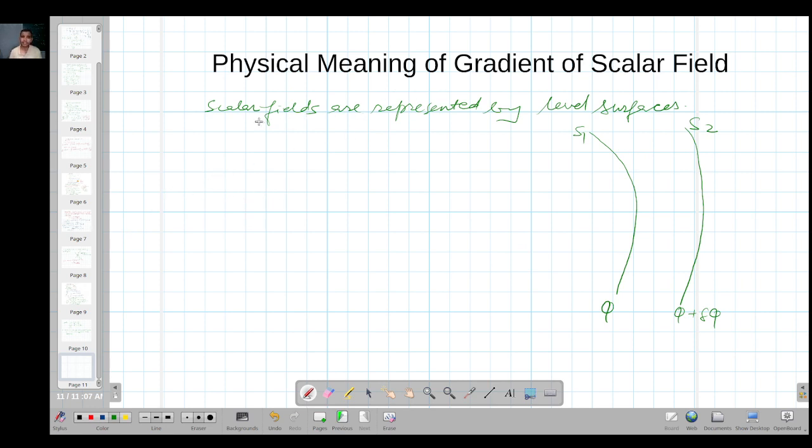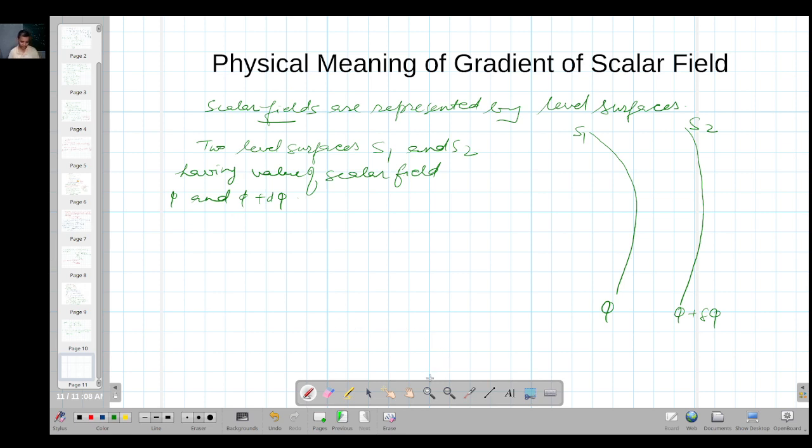So keeping this in mind, we have considered two level surfaces, S1 and S2, having values of the scalar field phi and phi plus d phi, right? Now consider 2 points on the surfaces, A and B.